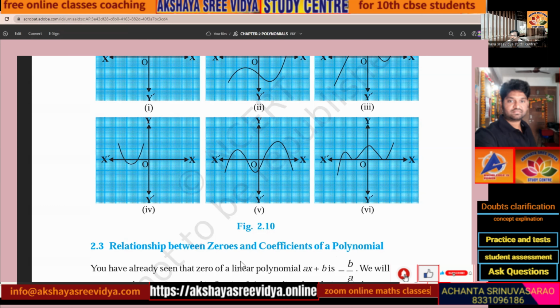Relationship between zeros and coefficients of the polynomial.